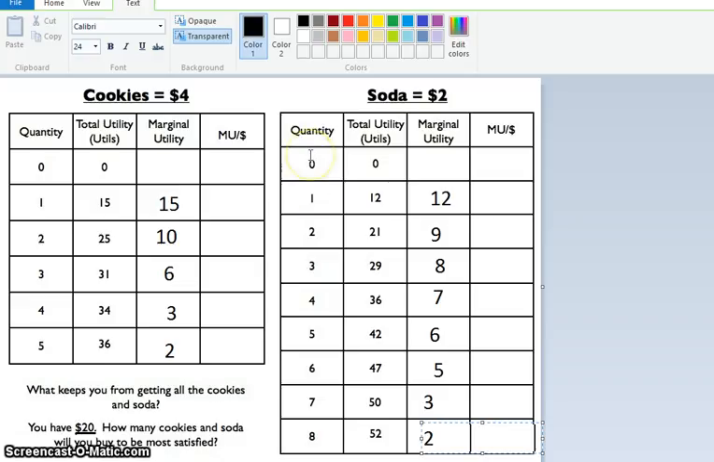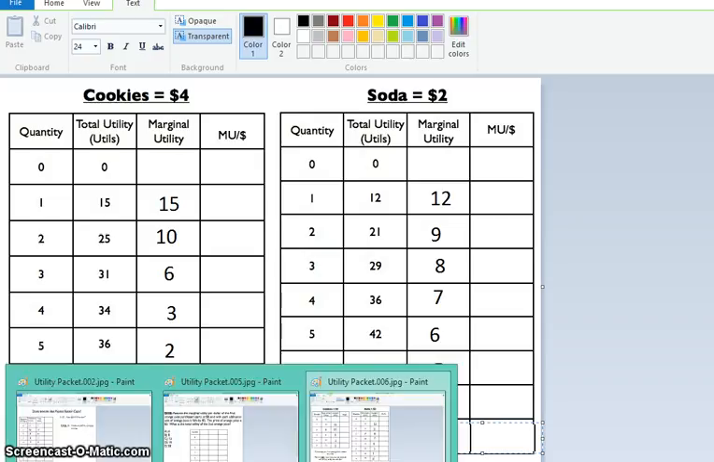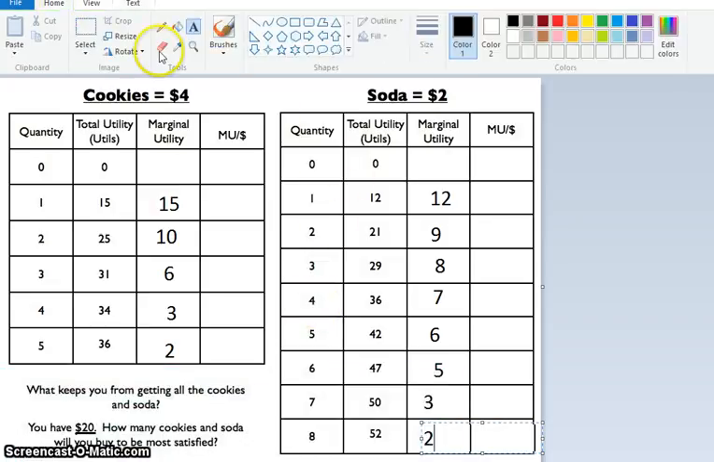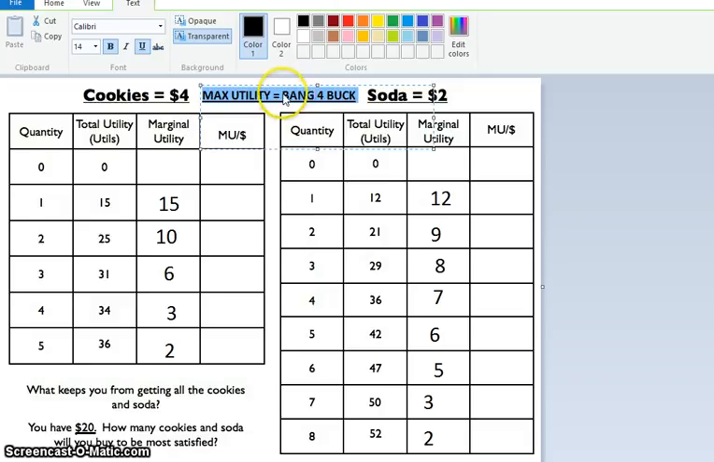But now this isn't enough, because when you're trying to find maximum utility, you want to try to get the biggest bang for your buck. That's what we're really looking for here. So I wrote it up here: maximum utility, bang for your buck. That's what we want to do. We're trying to get the biggest bang for our buck.